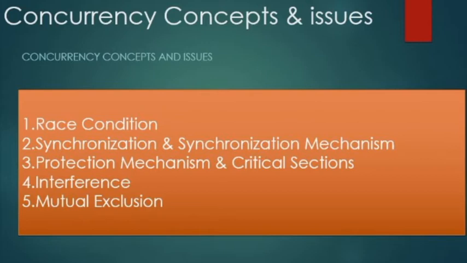So the next point is protection mechanism or critical section. A synchronization mechanism must be augmented by a protection mechanism to stop interference between concurrently executing processes. In other words, if processes need access to shared resources such as variables or printers, access must be restricted to one process at a time.